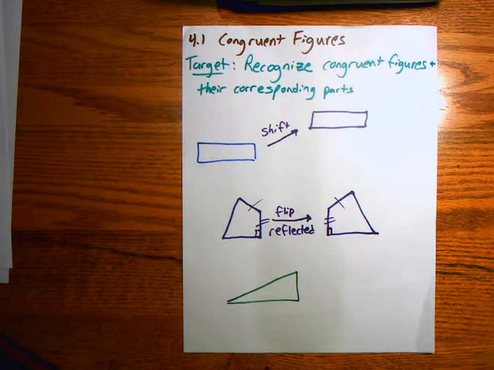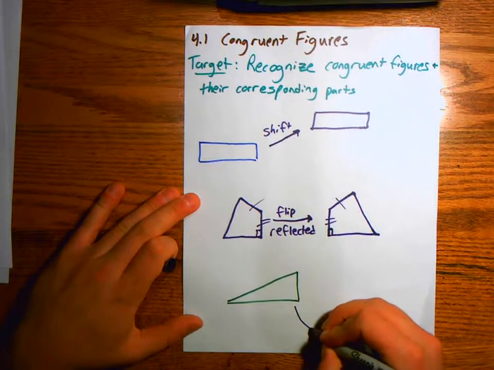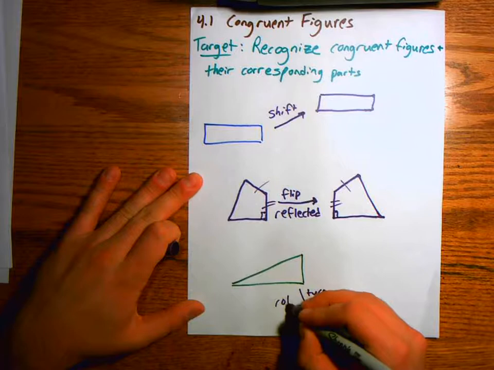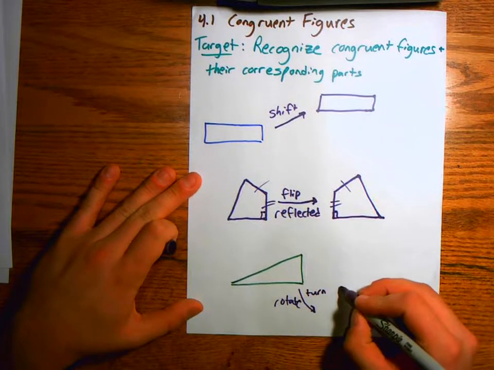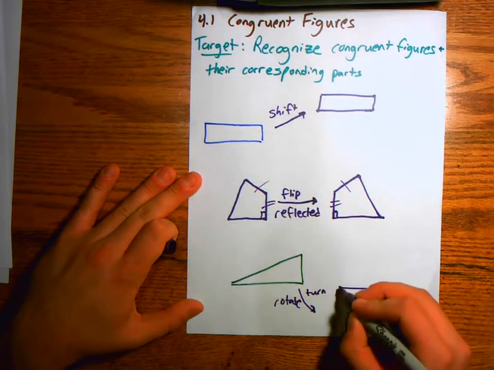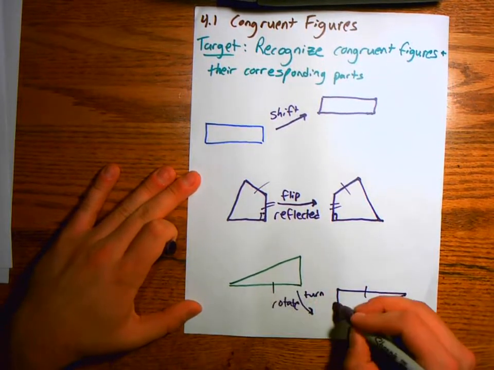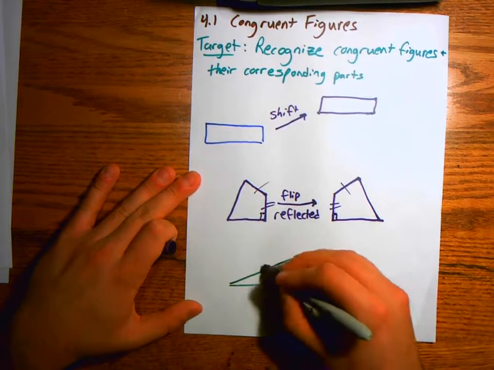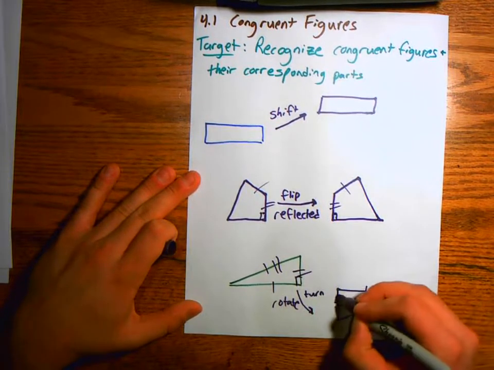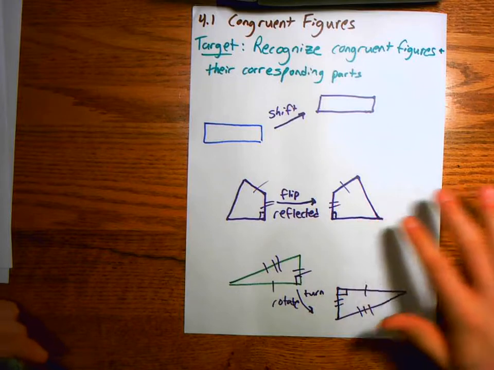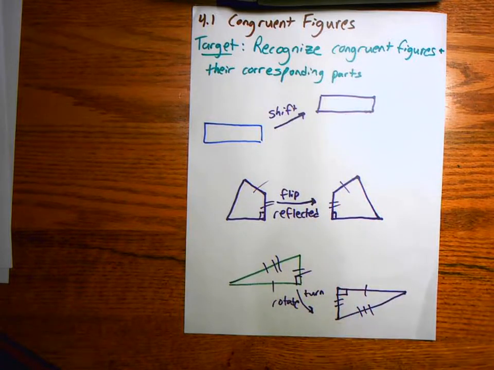And lastly, if you look at this triangle, it can be turned or rotated, and you can still look at the corresponding parts to where all of the angles are equal and all of the side lengths are equal as well. So looking at the corresponding parts, even though it's being shifted, flipped, or rotated, you can still have congruent figures.